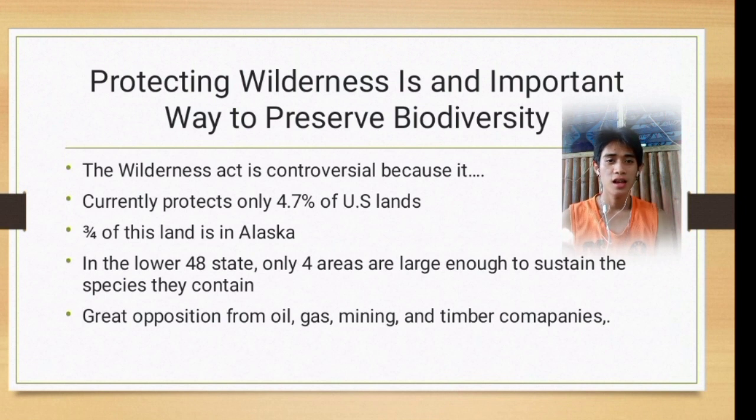The Wilderness Act is controversial because it currently protects only 4.7% of U.S. lands. Three-fourths of this land is in Alaska. In the lower 48 states, only 4 areas are large enough to sustain the species. They come under great pressure from oil, gas, mining, and timber companies.